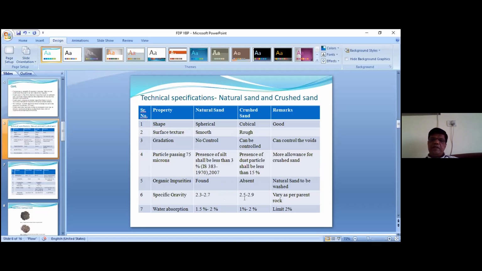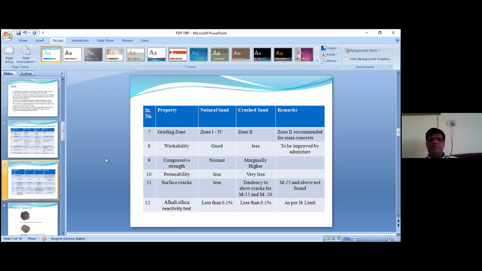2.9. Now this specific gravity depends upon which parent rock you are using. But it is not the major cause, because in both cases they are within the permissible limit. Water absorption is also within the permissible limit for both cases, in natural sand as well as crushed sand. So water absorption is also not the issue.